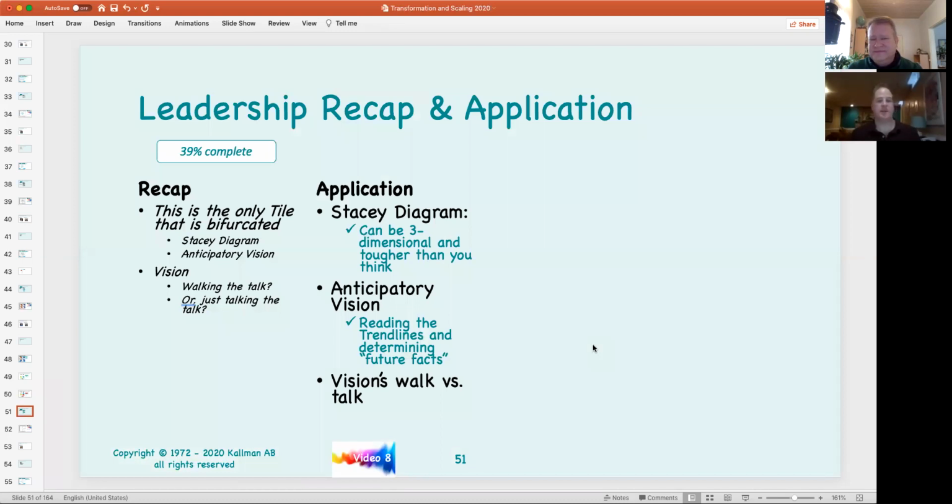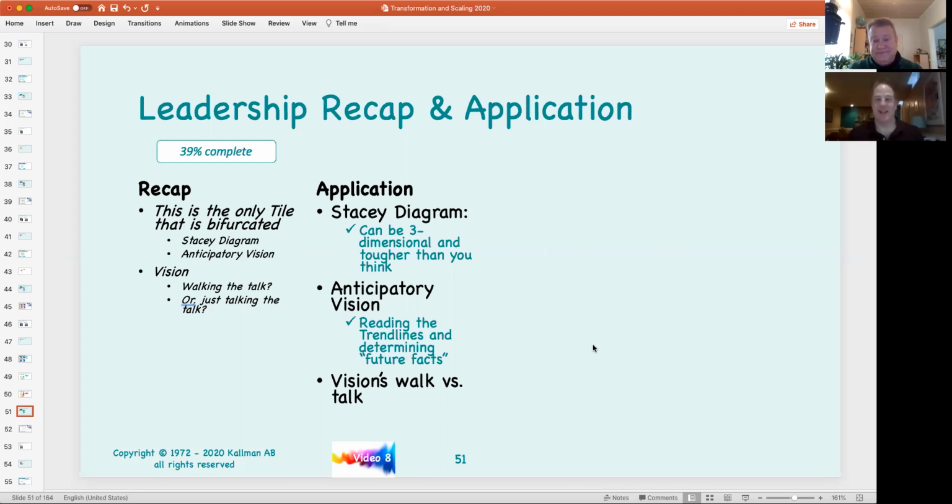So to recap this, again, this is the only tile that is bifurcated. The Stacey diagram is one I particularly like. We talked about how to gauge where the work is and what the complications are, with how complex the technology, the requirements, the communications are, and the ability to deliver it. Very important. And again, this is a gauge you can use again and again. I suggest you do. It's something that can change daily.